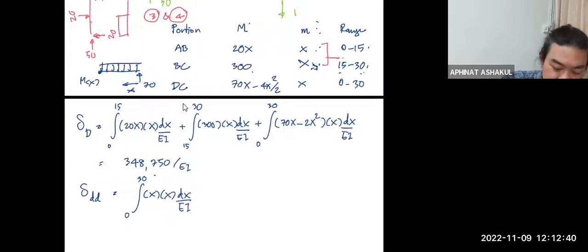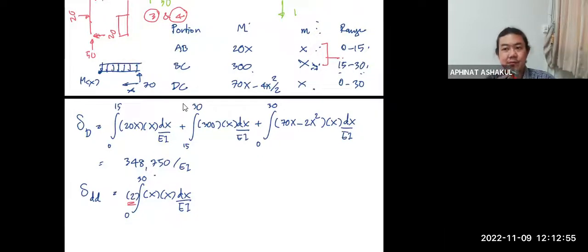Guess what? It's just exactly the same for DC. So I can multiply that by 2 as well, right? Because they just happen to be the same. So I can multiply that by 2.